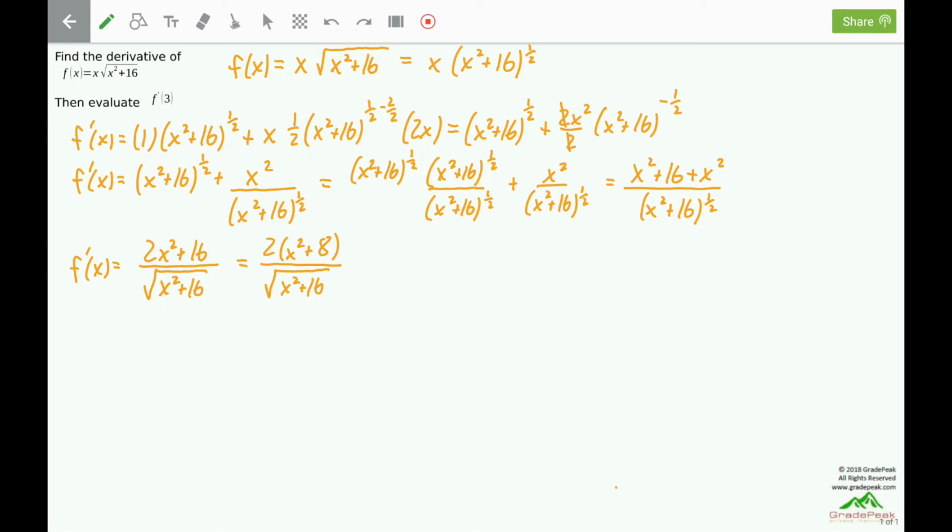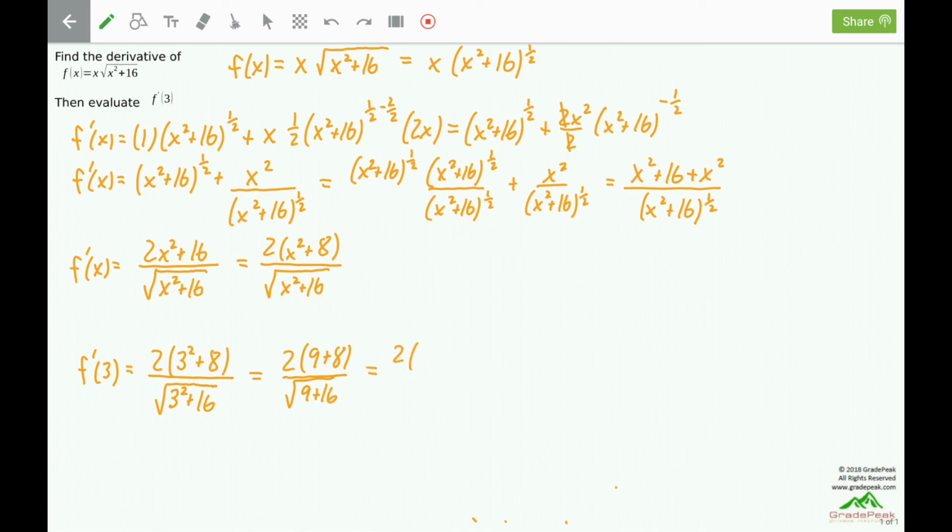Now that we've found the derivative, let's go and evaluate f prime of 3. f prime of 3 will be, and I'll just make use of the second version, the factored with the 2 in the numerator, but it'll work out the same either way. 2 times 3 squared plus 8, plugging a 3 in for each of the x's, over the square root of 3 squared plus 16. So 3 squared is a 9. And we'll have that 3 squared in the denominator as well.